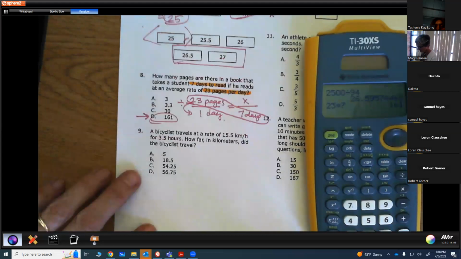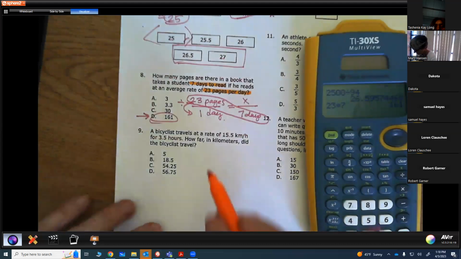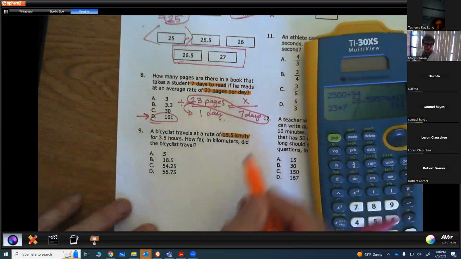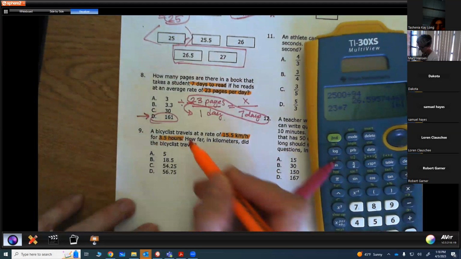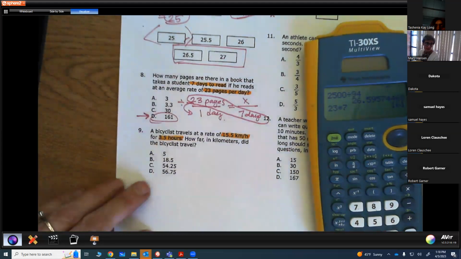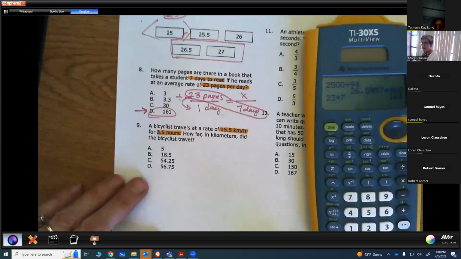Number 9, a bicyclist travels at a rate of 15.5 kilometers per 1 hour for 3.5 hours. How far did he travel? Got any answers on those that you'd like to share, chat, or turn on your mic?